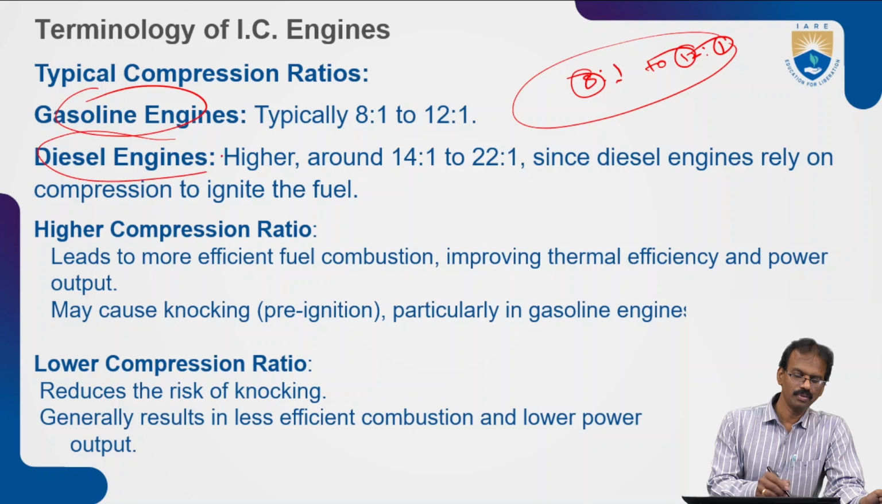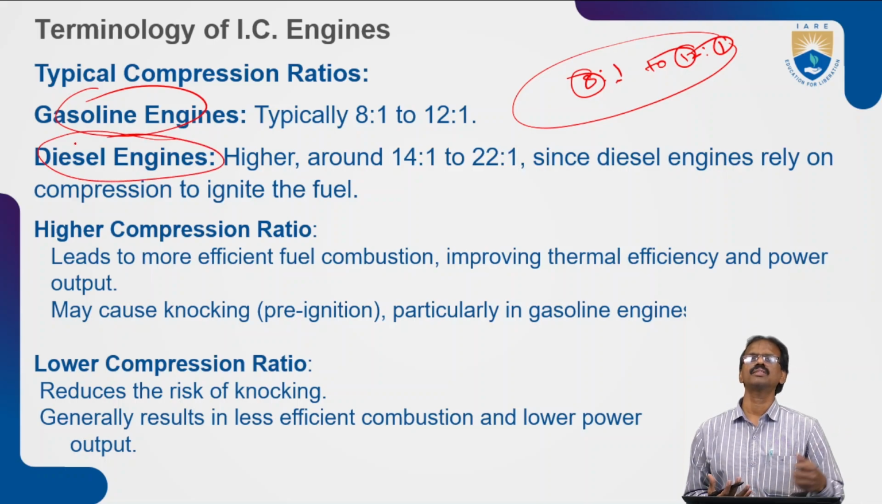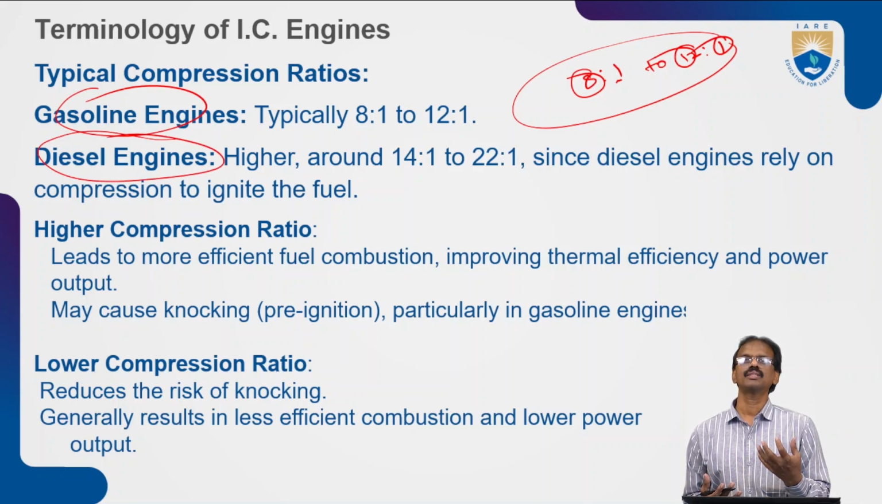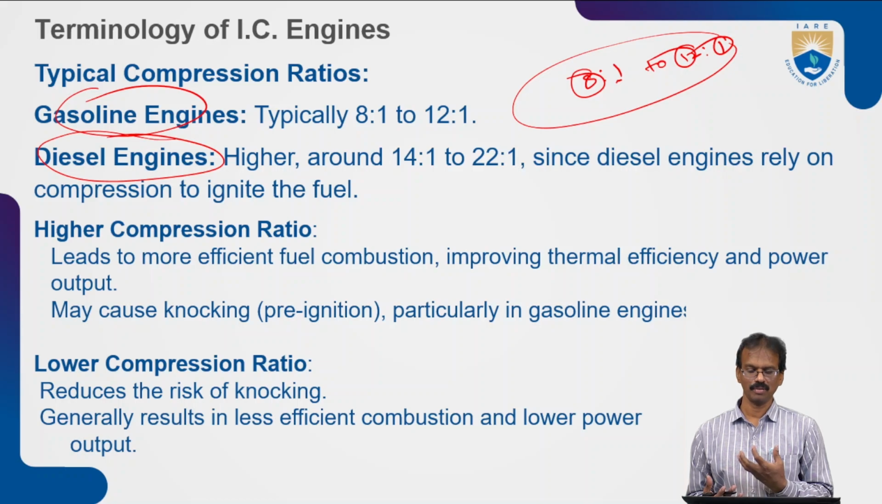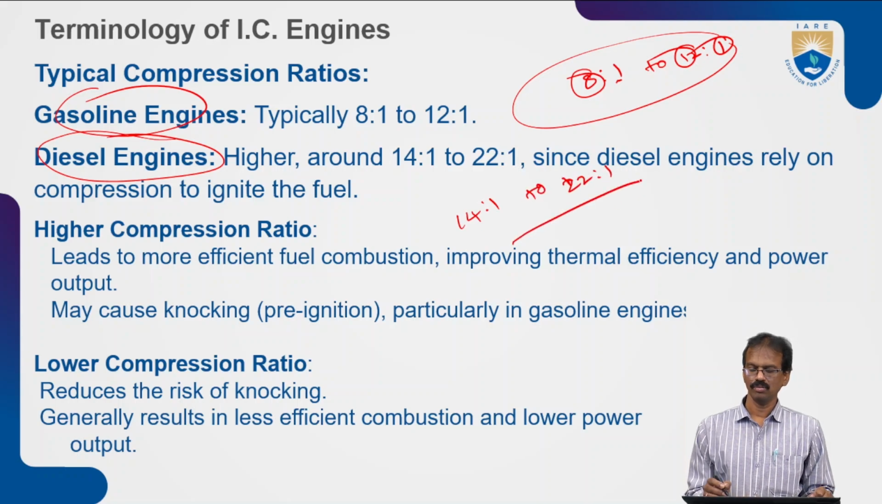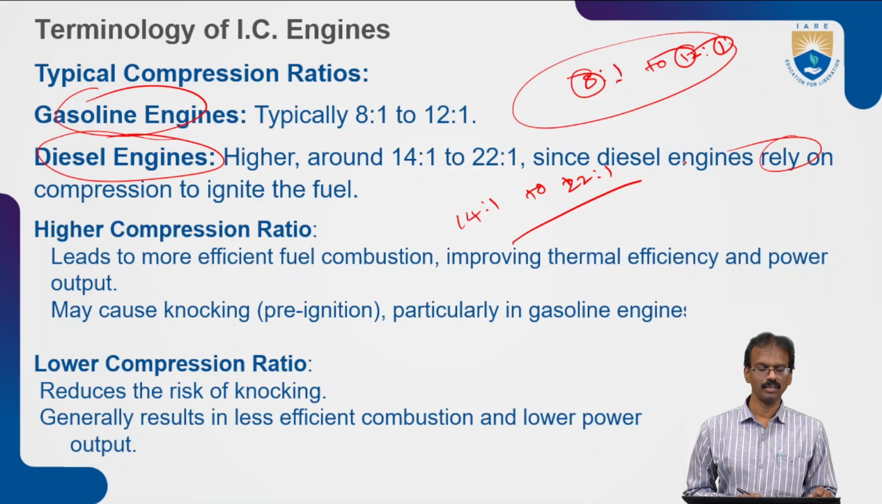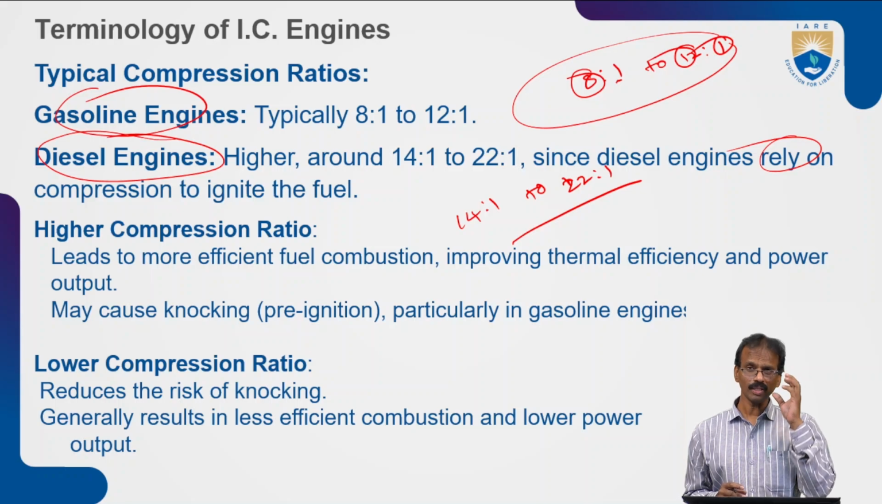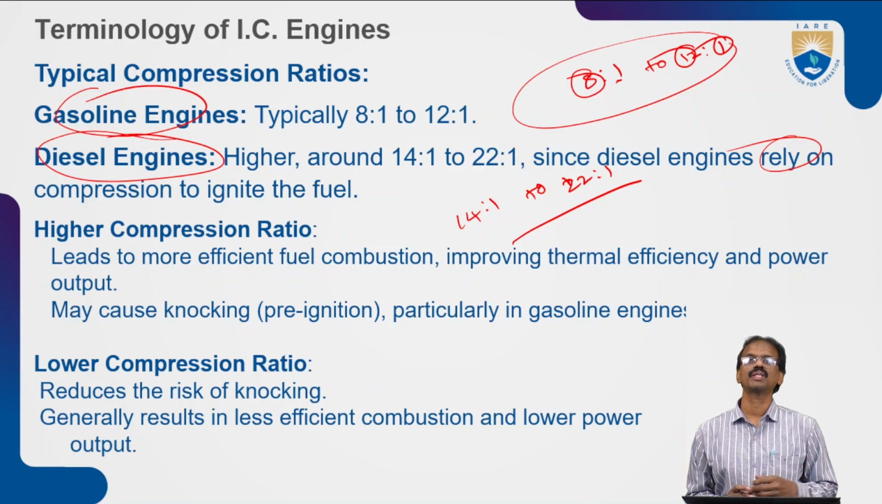And the range of the diesel engines, in which ignition takes place by compression of the fuel, is 14:1 to 22:1. So diesel engines rely on compression ignition. But in SI engines, meaning petrol engines, ignition occurs with the help of a spark.